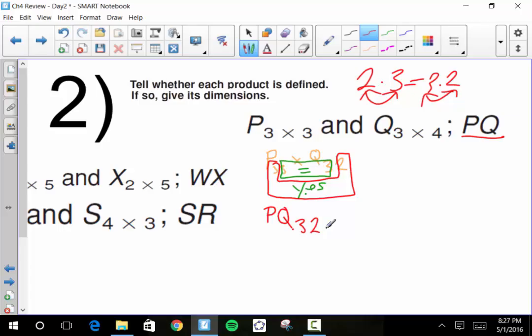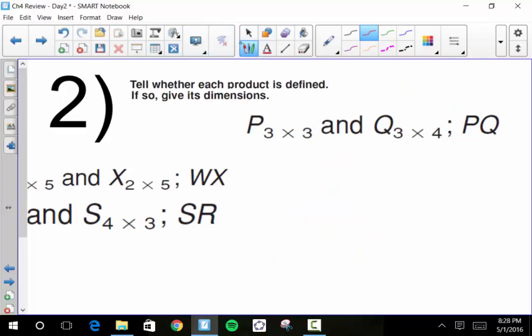So, can you do it? Yes. What are the dimensions of the new matrix? It's 3 rows and 2 columns. Okay, so that's for this one right here. Okay, let's move on to another one. Let's move on to this one right here.